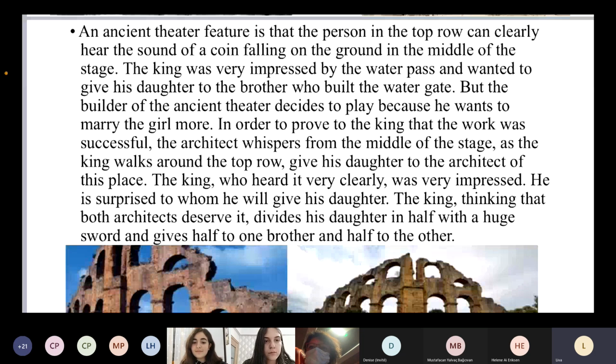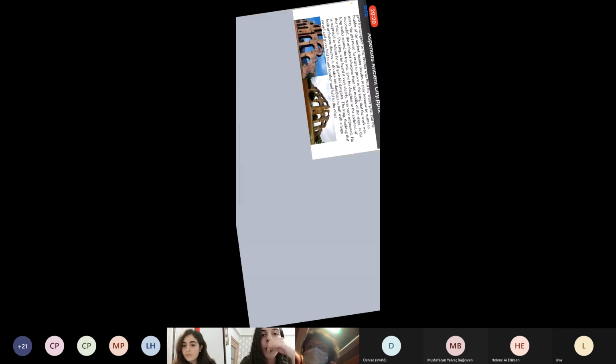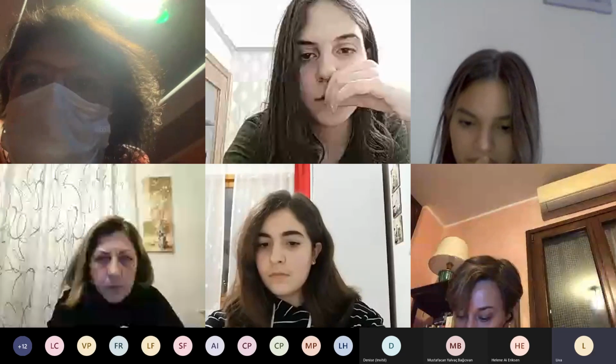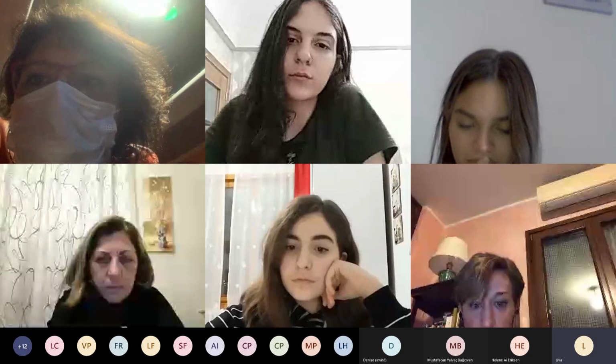but the builder of the theater decides to play because he wants to marry the girl more. In order to prove to the king that the work was successful, the architect whispers from the middle of the stage as the king walks around the top row, give his daughter to the architect of this place. The king, who heard it very clearly, was very impressed. He is surprised to whom he will give his daughter. The king, thinking that both architects desire it, divides his daughter in half with a hard sword and gives half to one brother and half to the other. This is the story about Aspendos Theater. Thank you for listening to us.